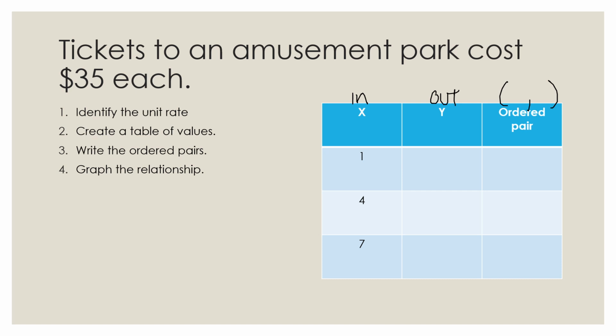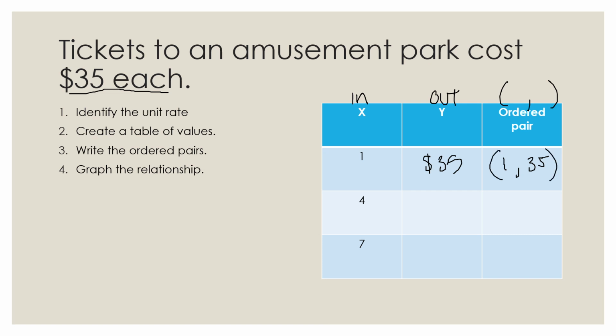All right, let's get this table done. It gives us our input, and it tells us right here that the tickets to an amusement park cost $35 each. So what does that mean? If I have 1 ticket, how much does it cost? That was our given, 35. So for our ordered pair, we're just going to write 1, 35. We can drop the dollar sign for our ordered pair.